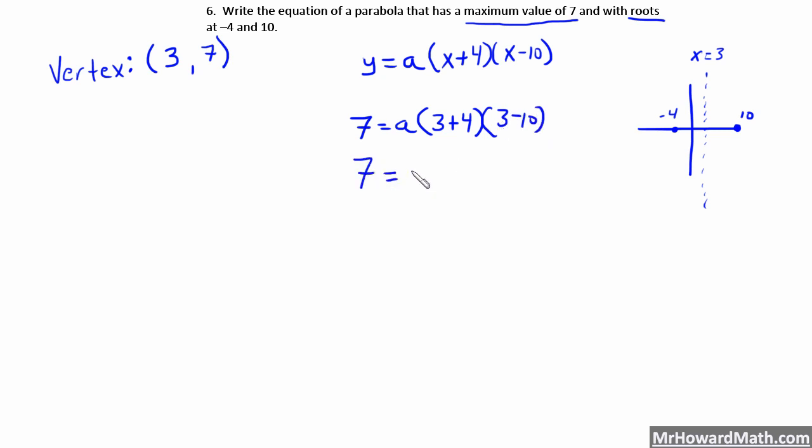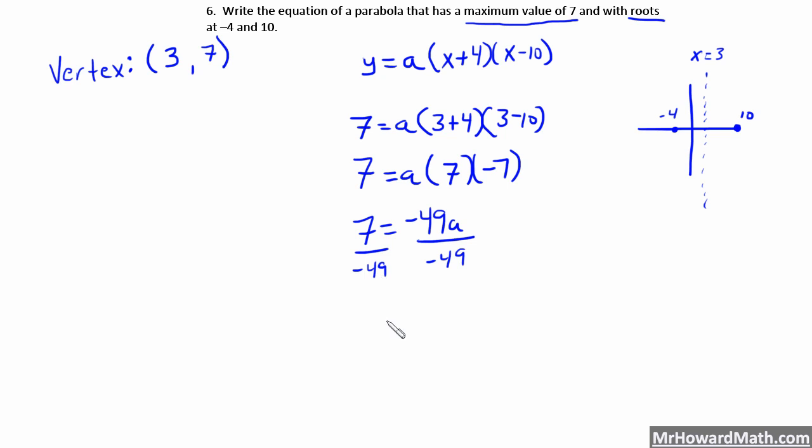So 7 equals a times 3 plus 4 is 7, times 3 minus 10 is negative 7. So that's going to be 7 equals 7 times negative 7, negative 49a. So we divide by negative 49 to get a, and that's going to reduce to negative 1/7 equals a. Okay? So now we've got everything we need.